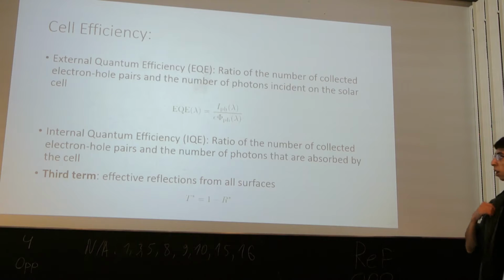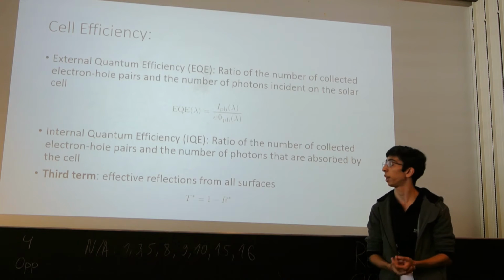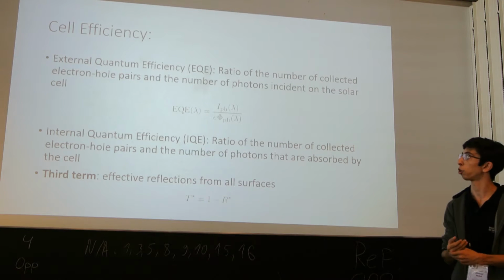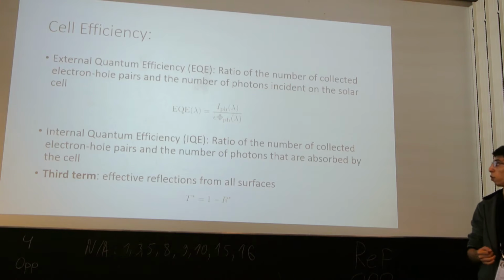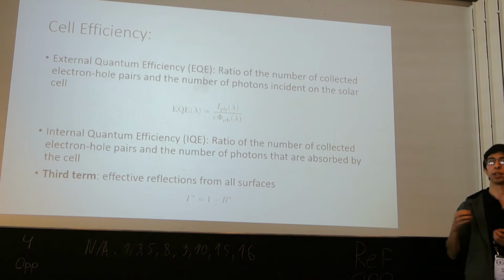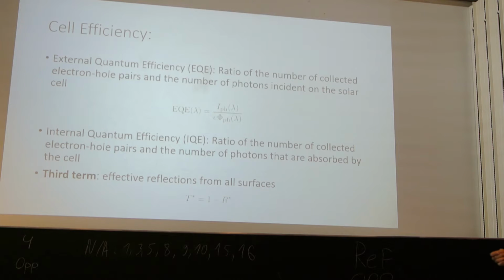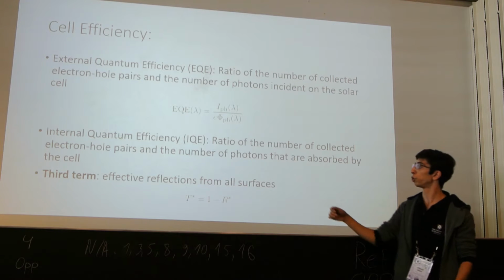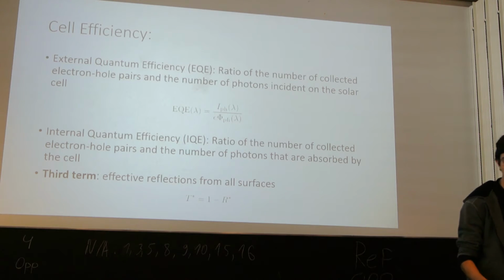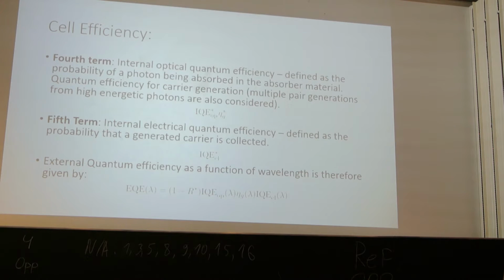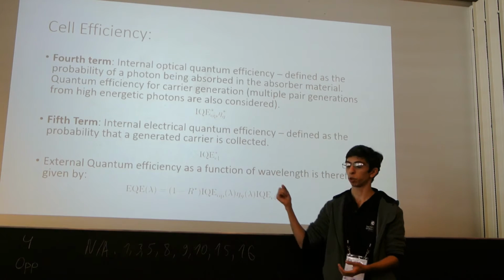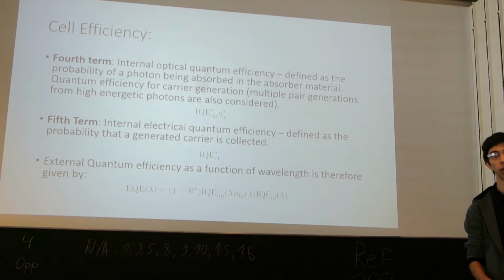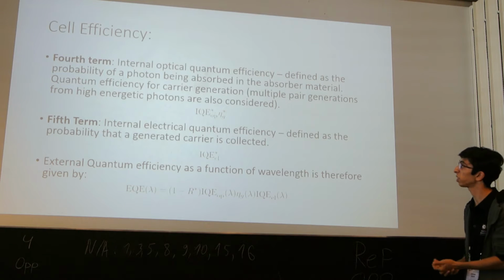So moving on, again defining two more terms, the external quantum efficiency and the internal quantum efficiency are given by the ratio of the number of collected electron hole pairs to the number of incident photons, as well as the number of photons that are absorbed by the cell material itself. And so the losses incurred between the external quantum efficiency and the internal quantum efficiency are due to reflection terms coming from reflections off of the surfaces, as well as photons being absorbed in parts of the material which are essentially not the absorber material. So for example, being absorbed in the glass or some other parts of the system.